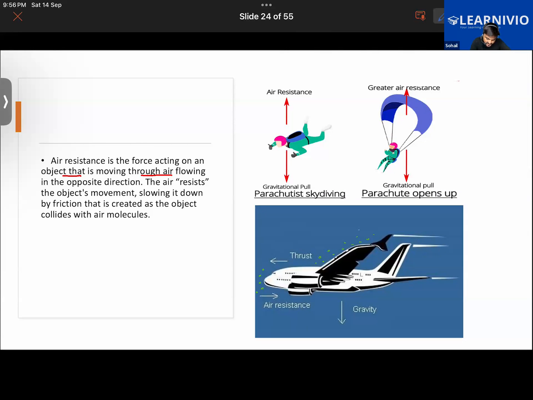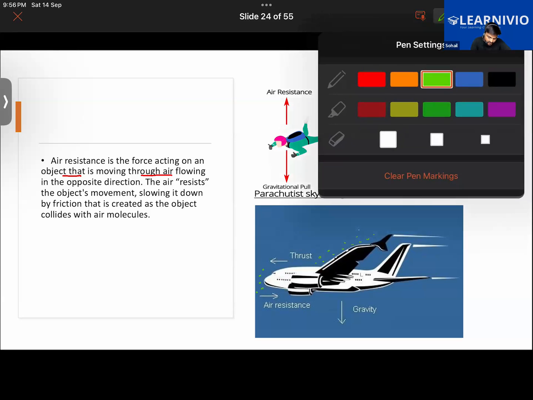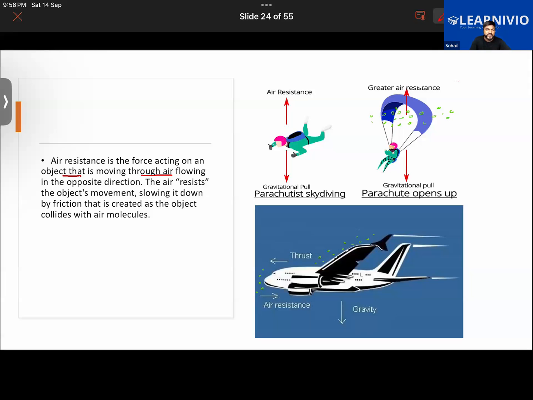So there, say that these are the air molecules, and these air molecules will be colliding with the parachute and will be slowing down its movement. So that is the case of the air resistance. Hope it should be clear. In the case of air resistance, we have learned that whenever an object is moving or flying in the air, it will be experiencing a force called air resistance.